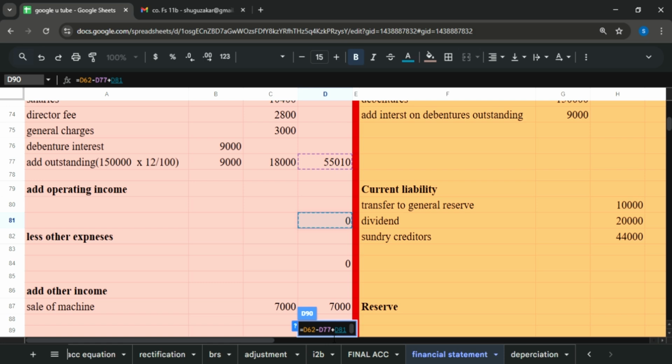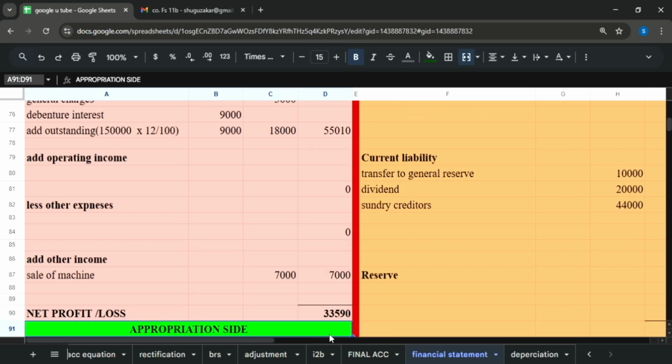Then you will subtract other expenses. And then you will add other income. So by doing this, we have got our final amount of net profit, 33590. So let's check it out from the book answer.